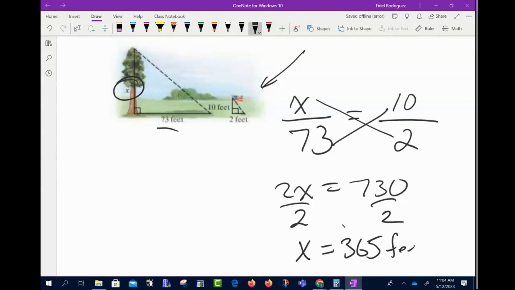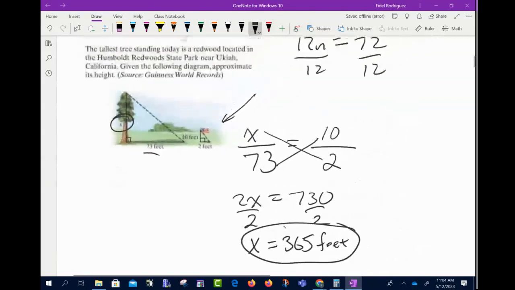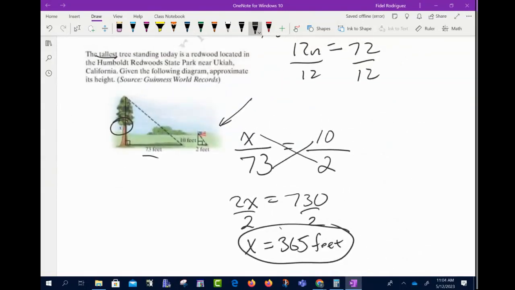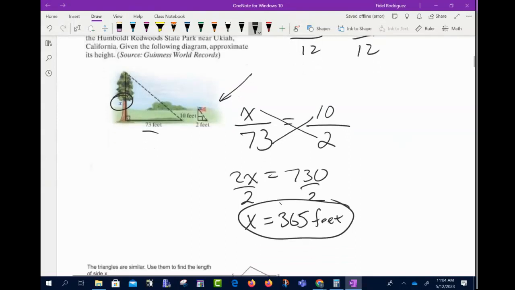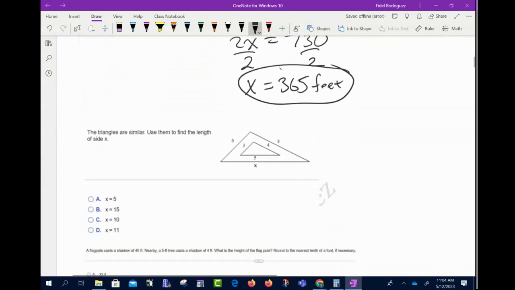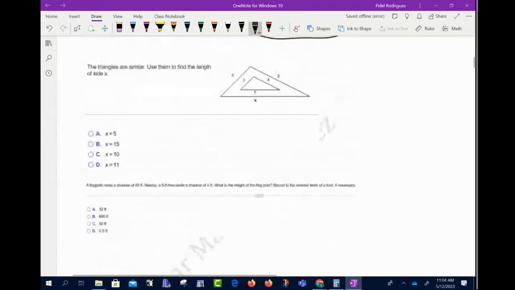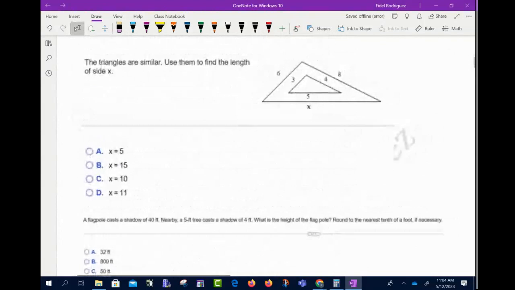How tall is that tree? Is that pretty tall? Yeah, you know why? It's the tallest tree, right? There you go, right? That's a big tree, right? 365 feet tall. Okay, so look, y'all, we got 2 more problems to do, and then let's take a little break.